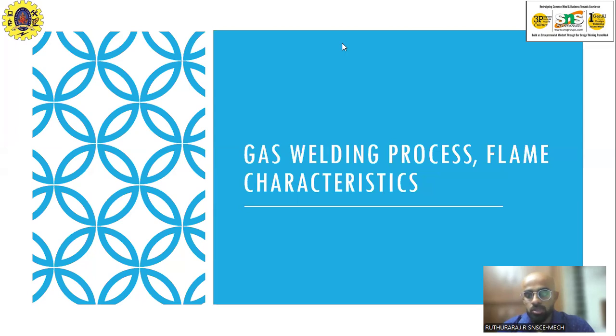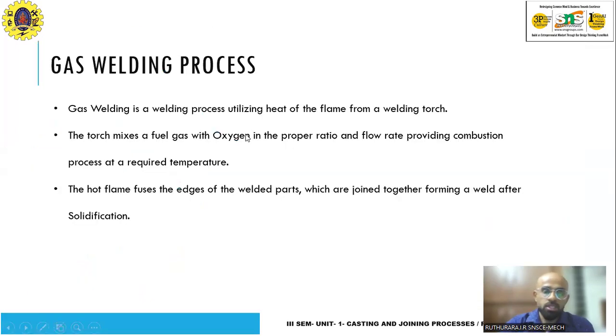So in this particular lecture series, we will be discussing the various types of welding process that can be employed to join two metals together. So let's start with a brief introduction about the welding process. Welding, as we discussed, is a process of joining two metals together. That can be done by the application of heat.